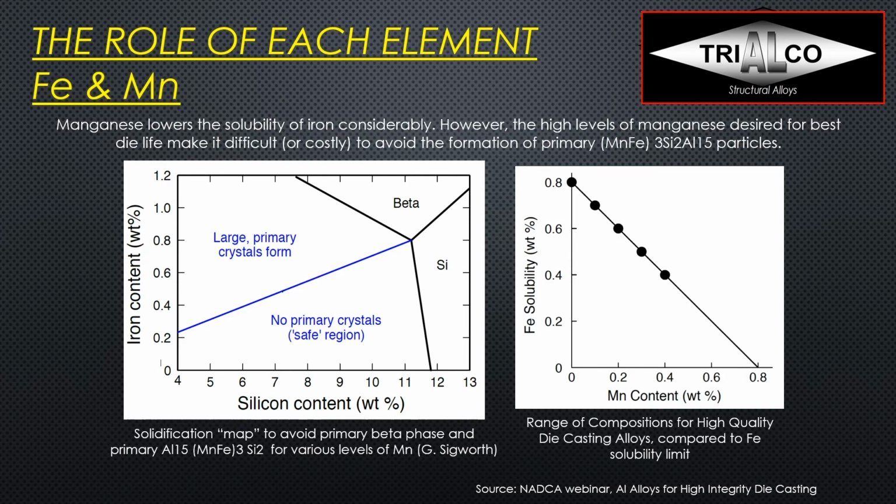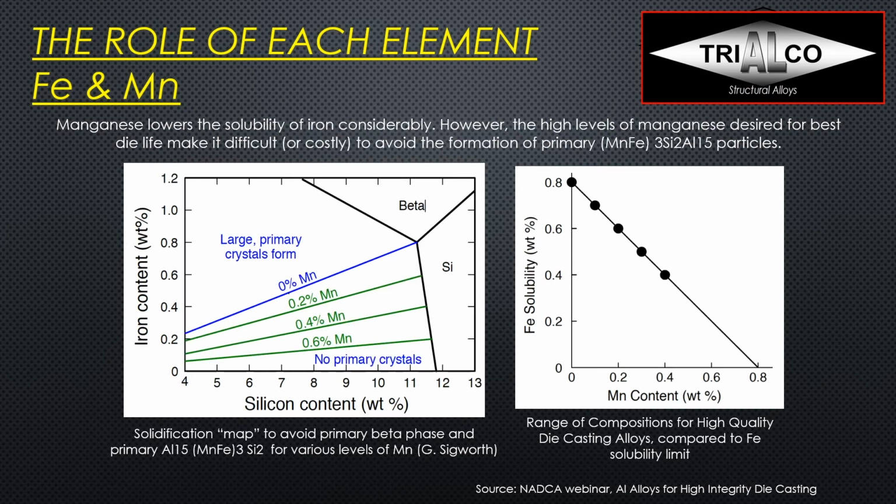So we see here on the left side this blue curve, it's going up. So the more silicon I have in there, the more iron content I can tolerate without forming these large primary crystals. But this blue line actually goes down the more manganese I am adding, and therefore if, for example, I am adding 0.6% manganese and I am at, let's say, 10% silicon content, I can go over to the left and I see, well, I really should be well below the 0.2 iron content.